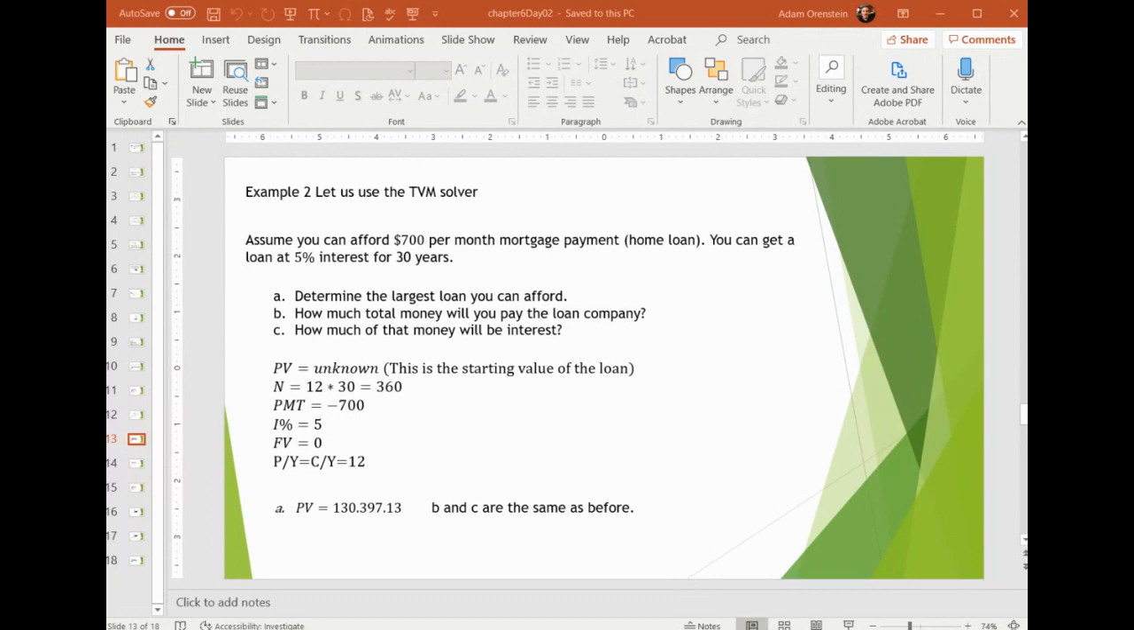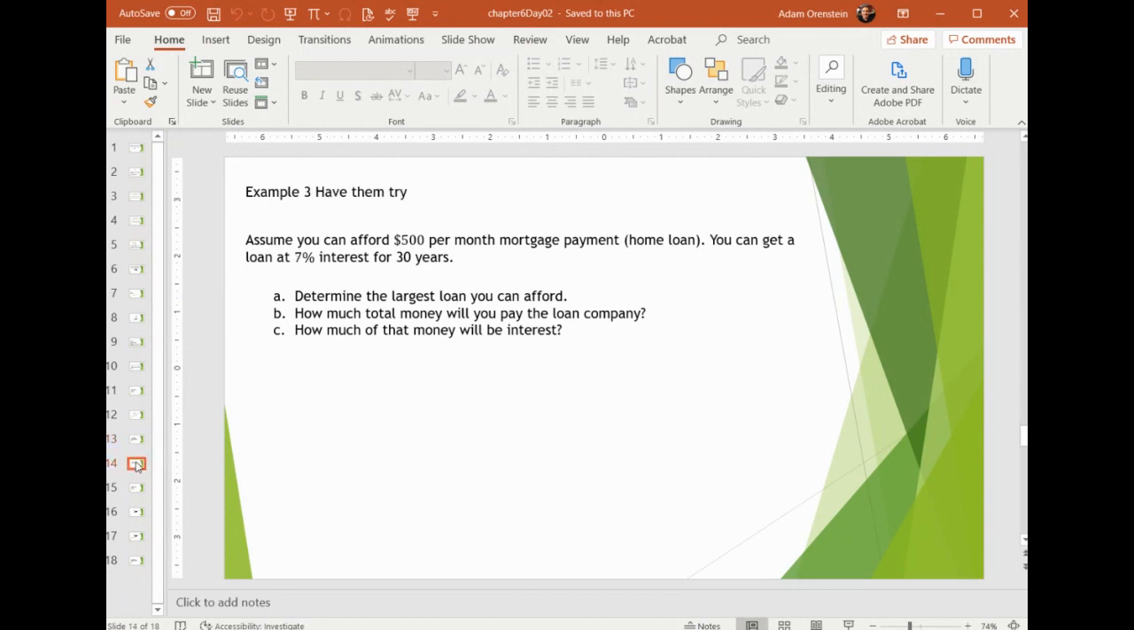Well, let me let you try an example now, everyone. It's very similar to the one I just did. So let me get that going. Okay, the next one. So this is one I want everyone to try.